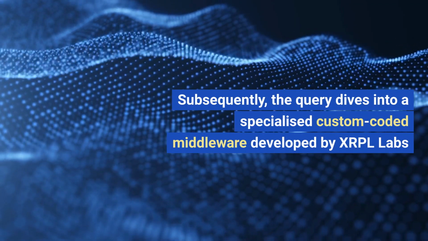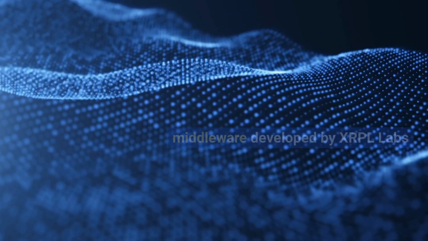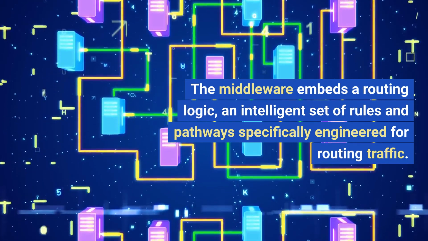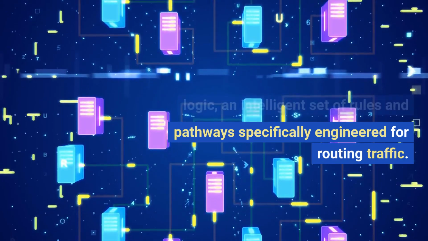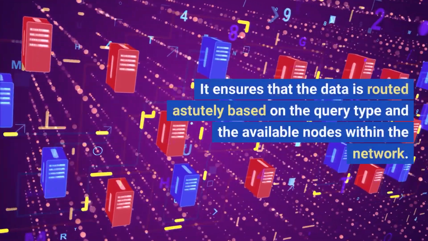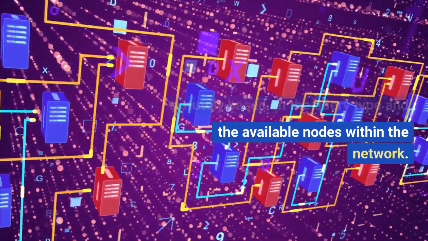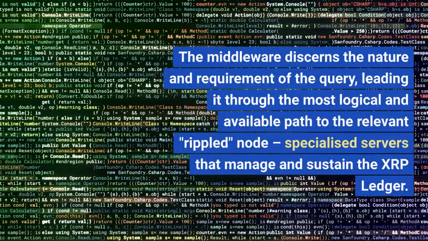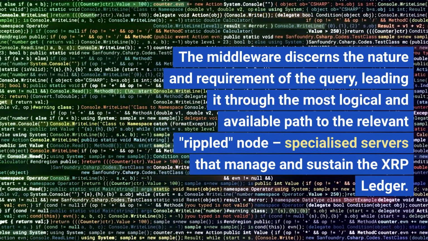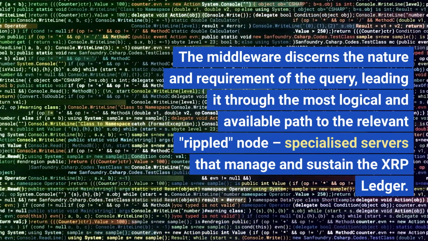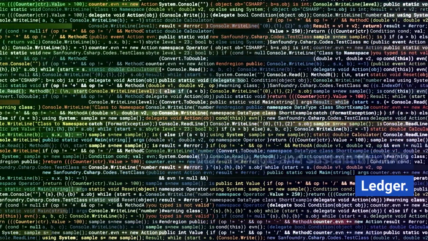Subsequently, the query dives into a specialized custom-coded middleware developed by XRPL Labs. The middleware embeds a routing logic, an intelligent set of rules and pathways specifically engineered for routing traffic. It ensures that the data is routed astutely based on the query type and the available nodes within the network. The middleware discerns the nature and requirement of the query, leading it through the most logical and available path to the relevant rippled node, specialized servers that manage and sustain the XRP ledger.